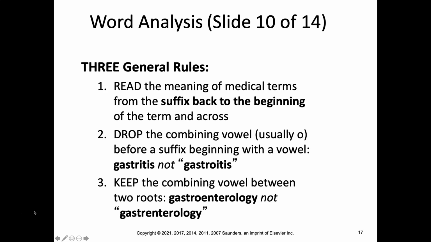So we have three general rules when it comes to word analysis. And those rules are, you want to read it from the back to the front. You want to drop the combining vowel before a suffix that starts with a vowel. And you want to keep the combining vowel when you have two roots. You got to keep that combining vowel between the two.